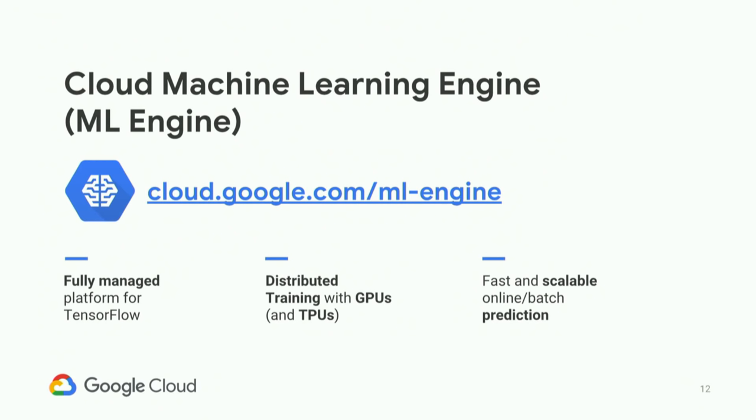The great thing about ML Engine is there's no lock-in. You can choose to train your model on ML Engine and then download it, export it, and serve it somewhere else. Optionally, you can train the model wherever you'd like and decide you want to serve it on Machine Learning Engine.